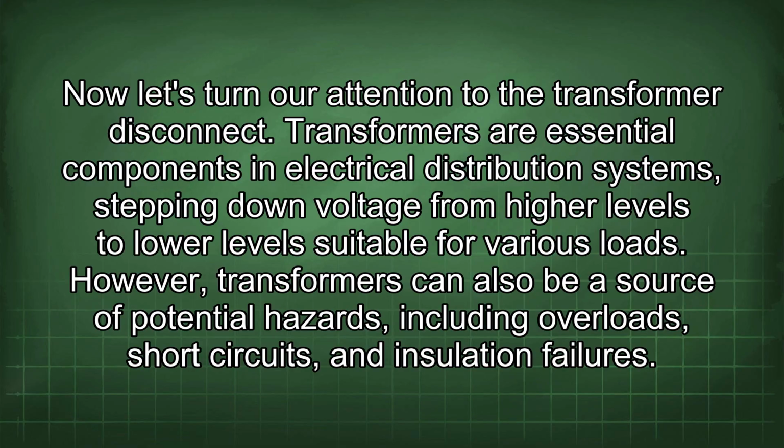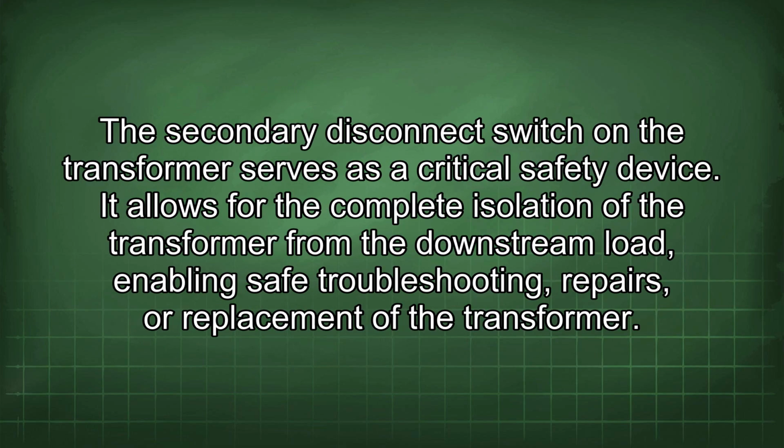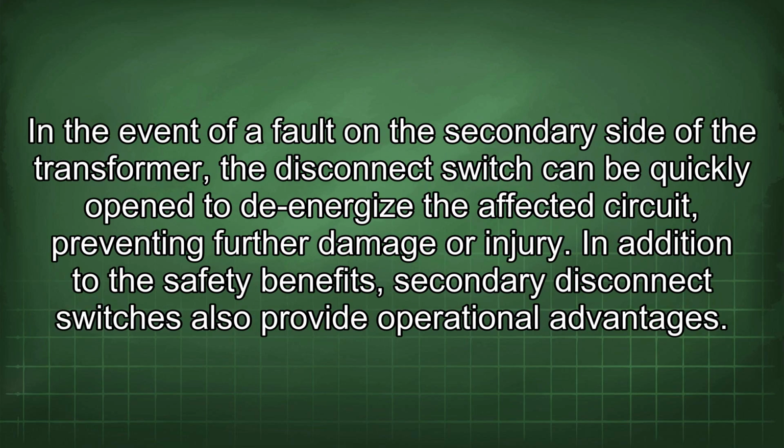Transformers are essential components in electrical distribution systems, stepping down voltage from higher levels to lower levels suitable for various loads. However, transformers can also be a source of potential hazards, including overloads, short circuits, and insulation failures. The secondary disconnect switch on the transformer serves as a critical safety device. It allows for the complete isolation of the transformer from the downstream load, enabling safe troubleshooting, repairs, or replacement of the transformer. In the event of a fault on the secondary side of the transformer, the disconnect switch can be quickly opened to de-energize the affected circuit, preventing further damage or injury.